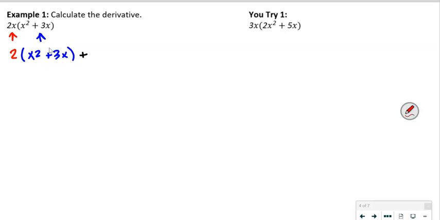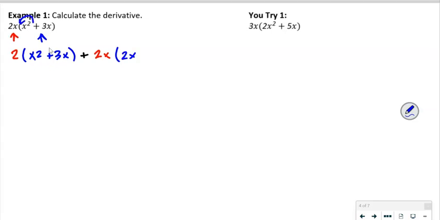Now we take our first function, the 2x, times the derivative of that second function. Remember, multiply the exponent out front, so that's going to be 2x, and then the 3x goes away and this is just plus 3. So what we did was take the derivative of the first function times the second function, and then the first function times the derivative of the second function. So now what does that give us? That gives us 2x squared plus 6x.